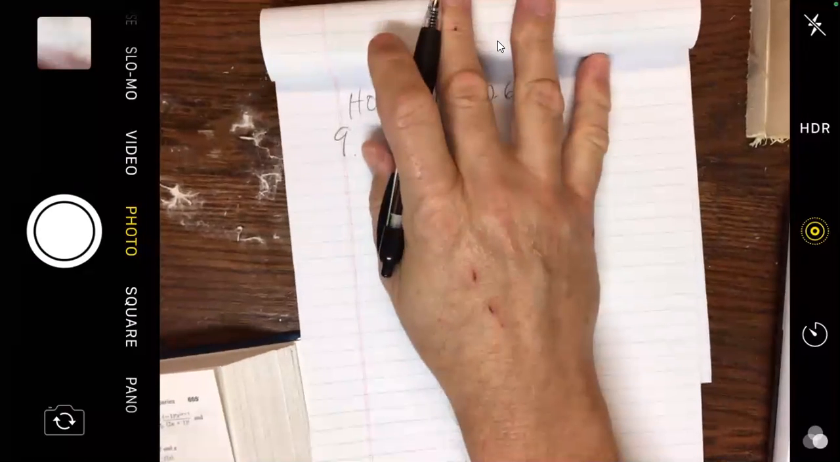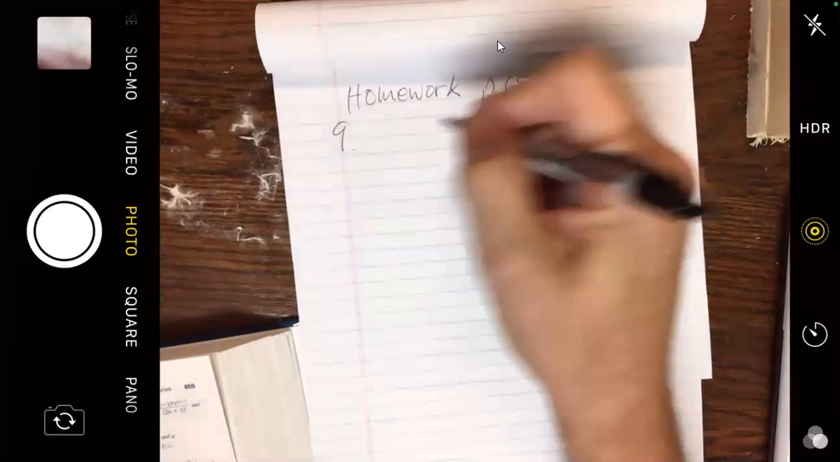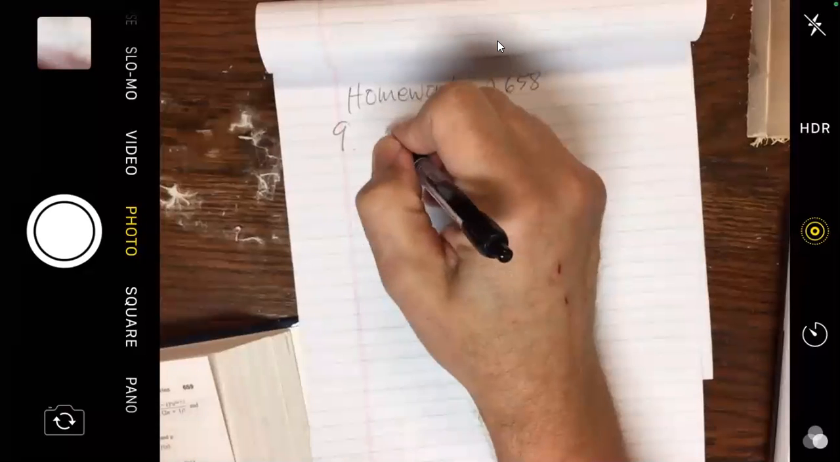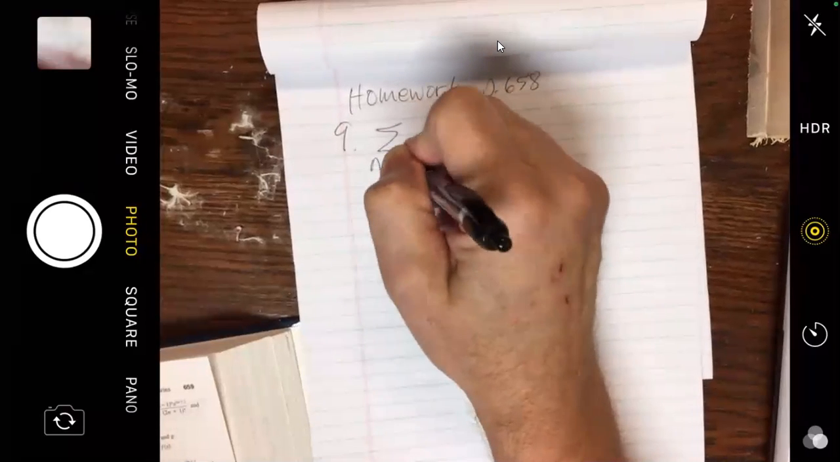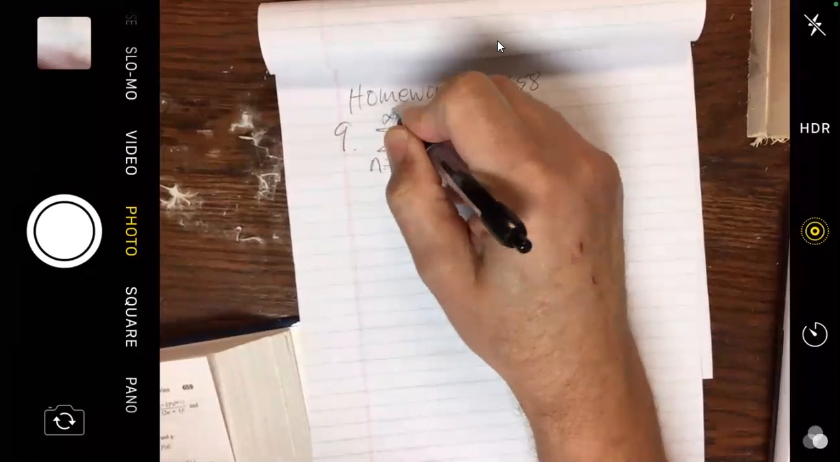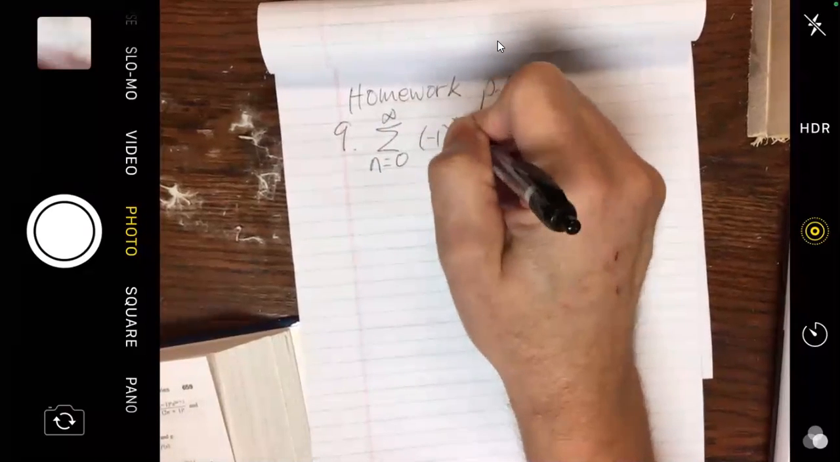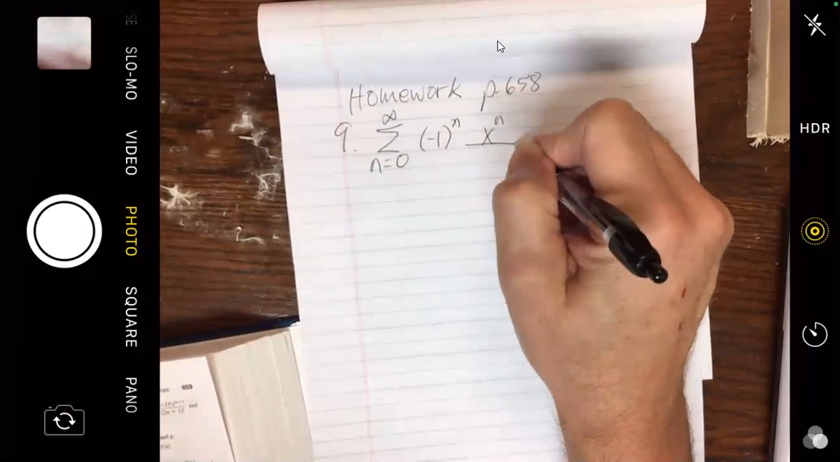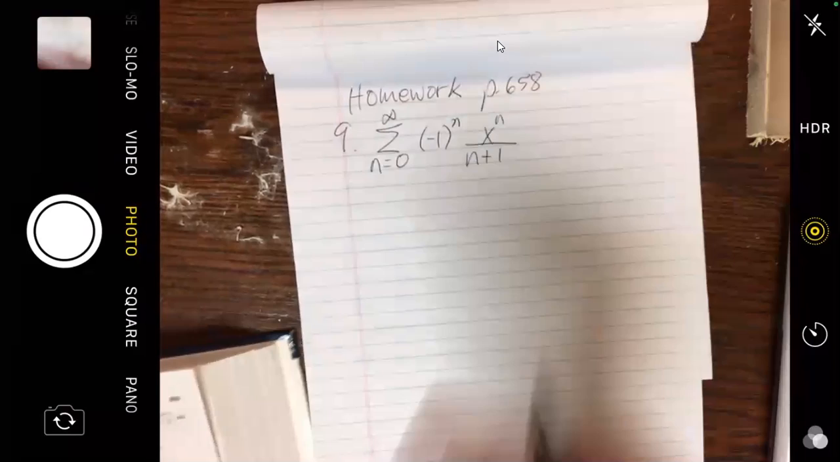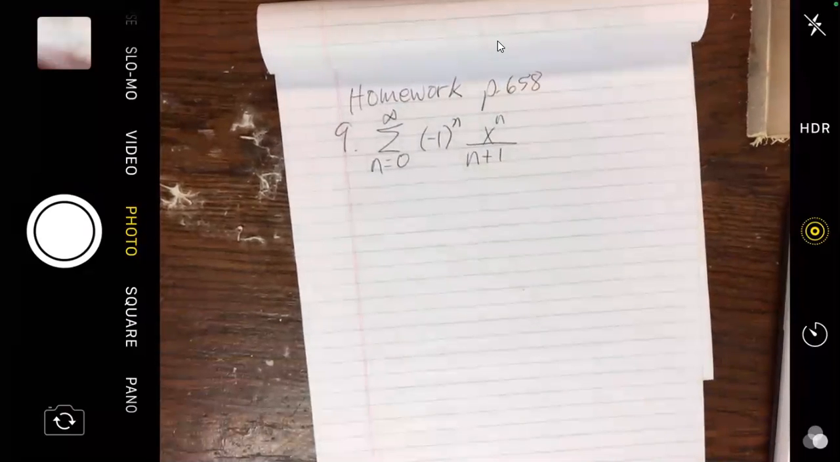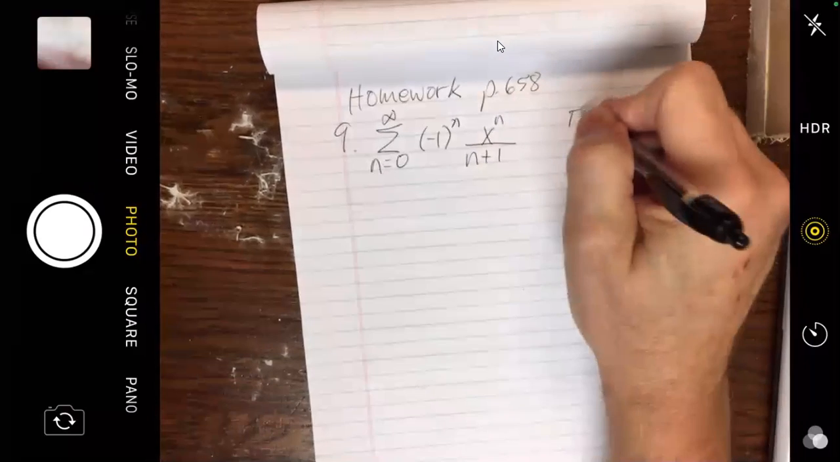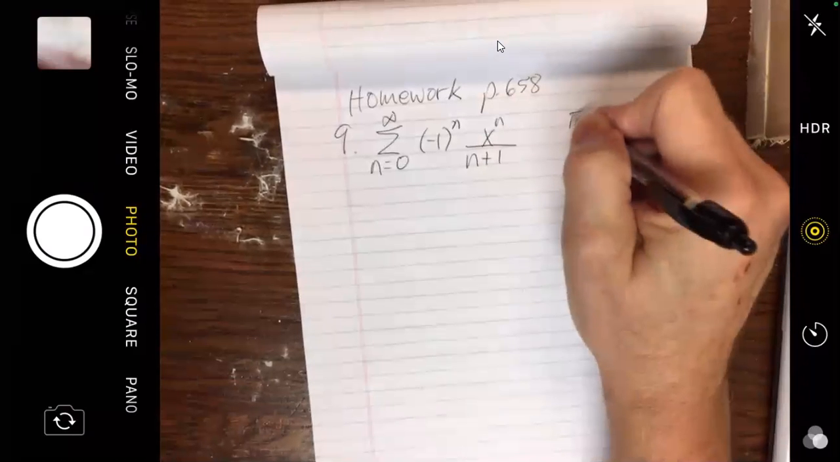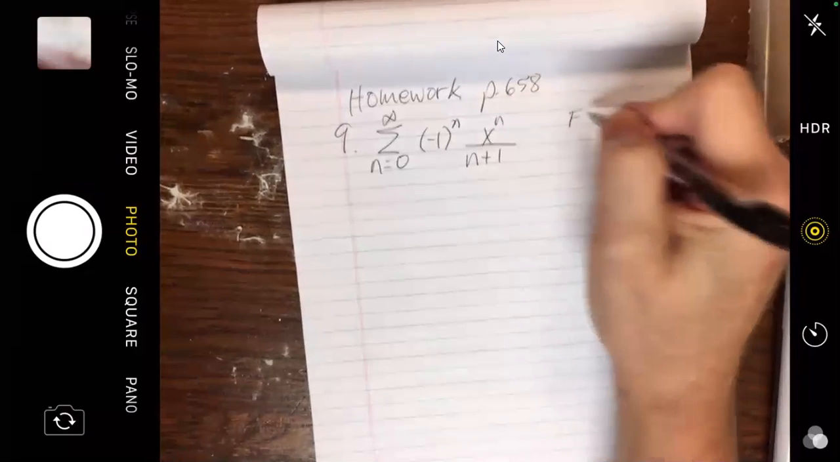All right, so number 9, page 658. Here's the gibberish: the sum of negative 1 to the n, x to the n over n plus 1. The directions are find the radius of convergence, all abbreviated ROC.